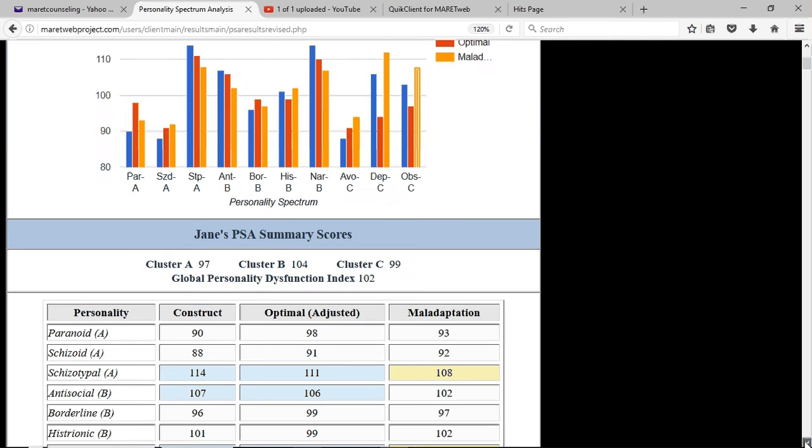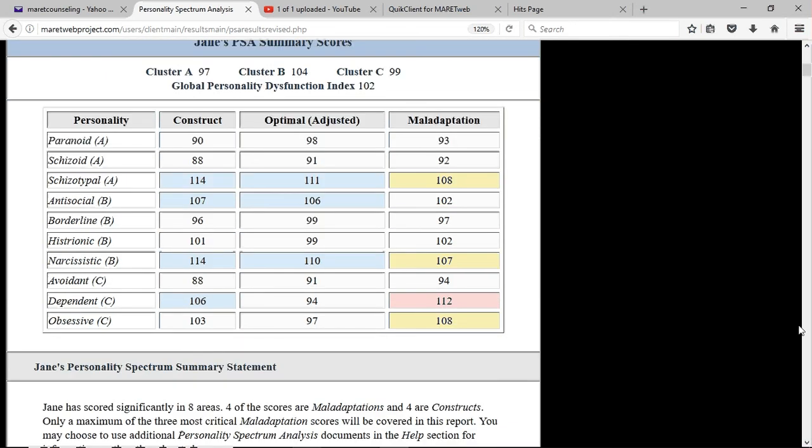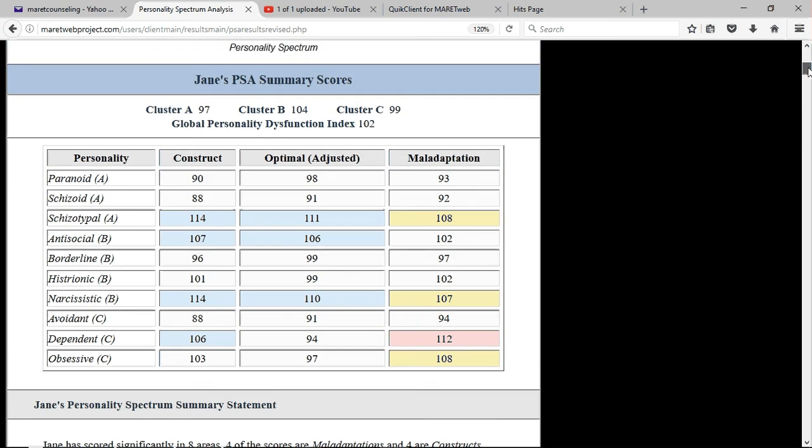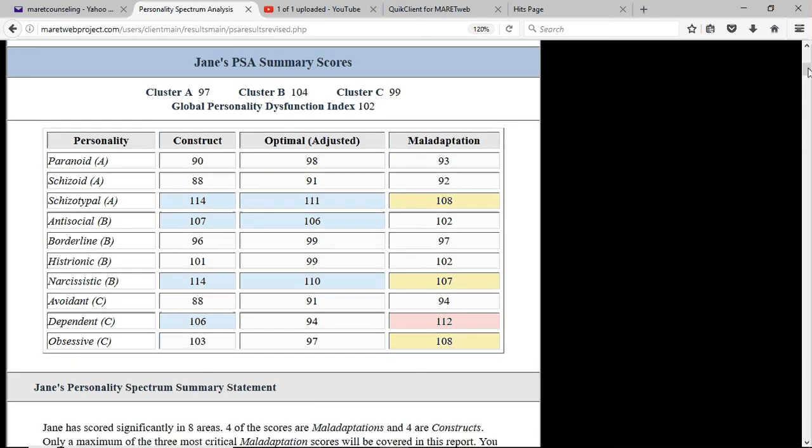Okay, 1 out of 7 areas down. Let's look at the summary scores. Summary score is going to show you the same thing you just saw, only there's a little more data here and it's presented as a table instead of a graph. And you've got some colors that discriminate between other scores.